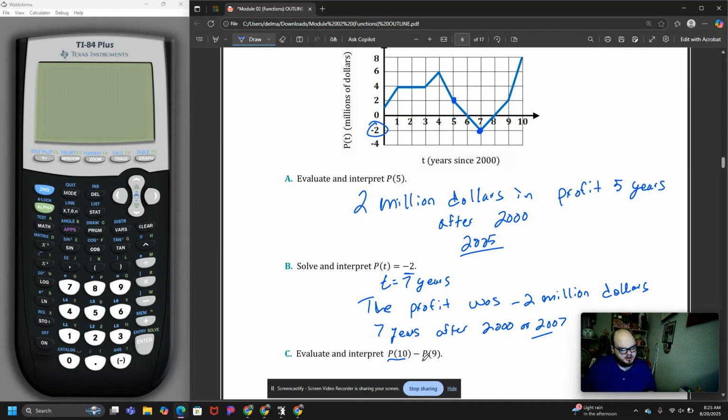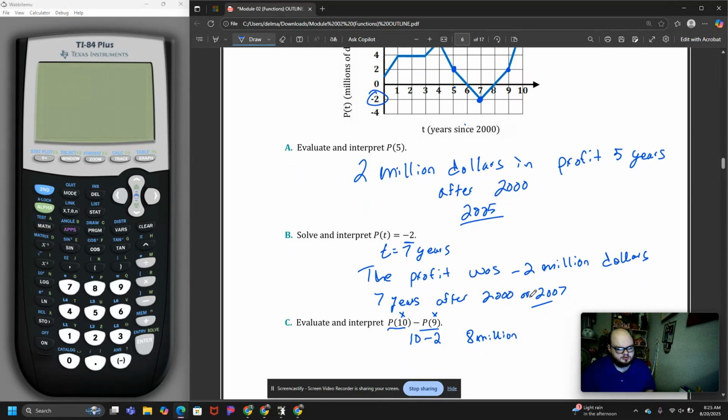Evaluate and interpret P of 10 minus P of 9. First, I have to find those values. So I'm looking on the x again, because remember this is the x, or in our problem it's a t. And that's 10. So that's 10 million. And then in 2009, it was 2 million. So that's 10 million minus 2 million. 8 million.